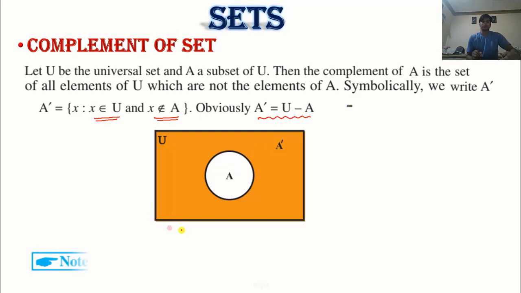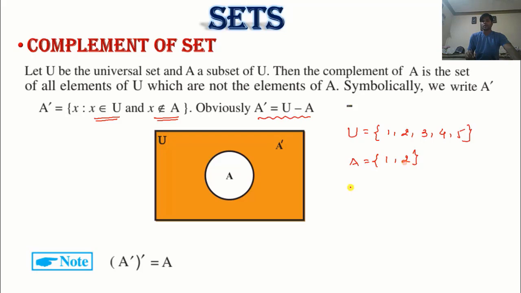Now one more thing, note down that the complement of the complement of A is again A. You can see it by illustration also. Suppose we have U as 1, 2, 3, 4, 5, and A equals 1, 2. Then A dash will be which one? Except the elements of A, so you do not consider these two elements from U. Remove 1 and 2 from U. So what is left? 3, 4 and 5. That is your A dash.